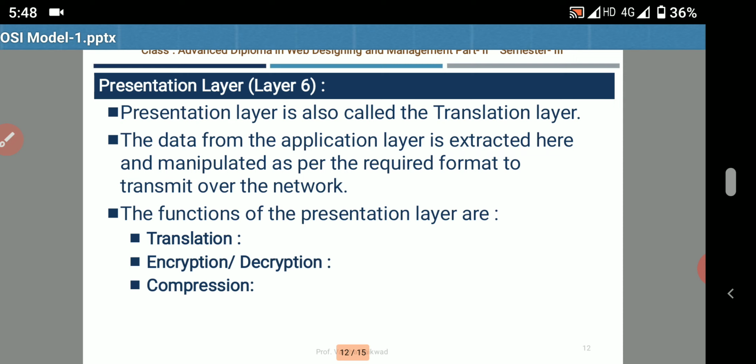Then compression. Now what is compression? Compression reduces the number of bits that are used to represent the original data. Data compression reduces space, thus data transmit can be done faster. Like if there is a file of 5 MB, then it is reduced to 2 MB for faster communication. So I hope you understand all the three functions of presentation layer.